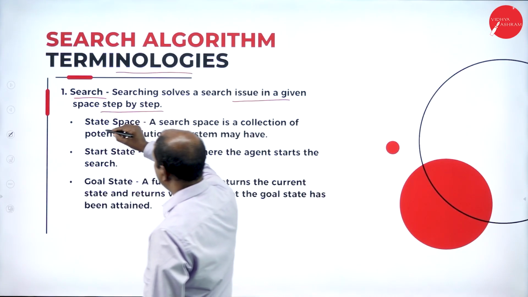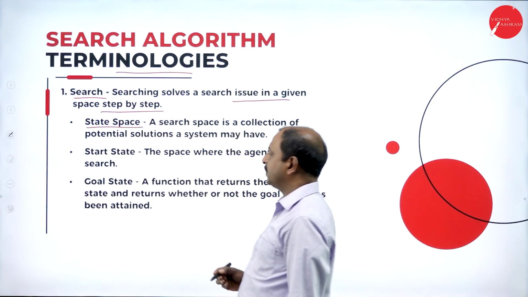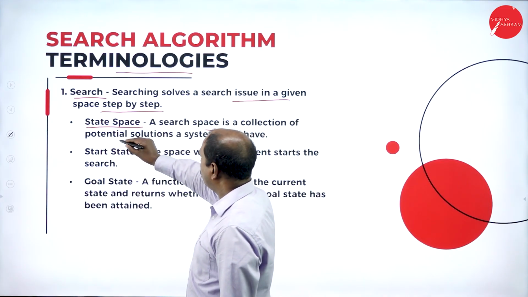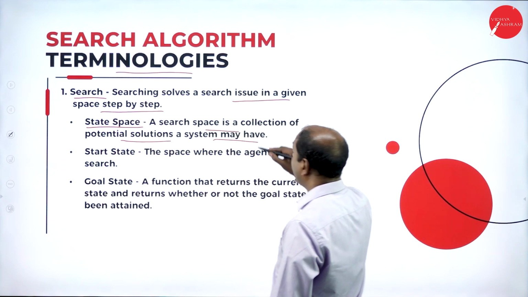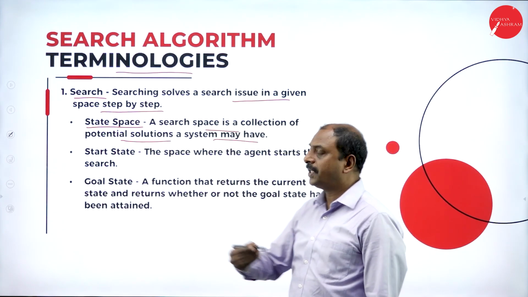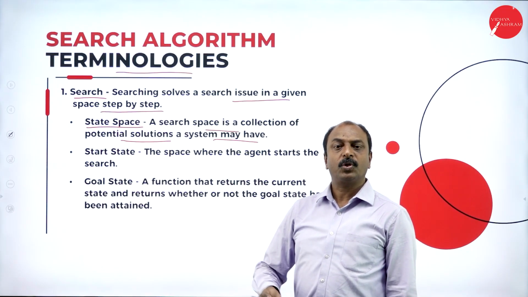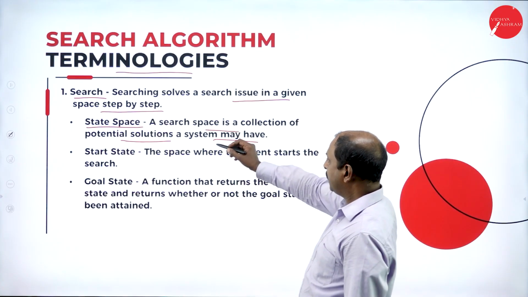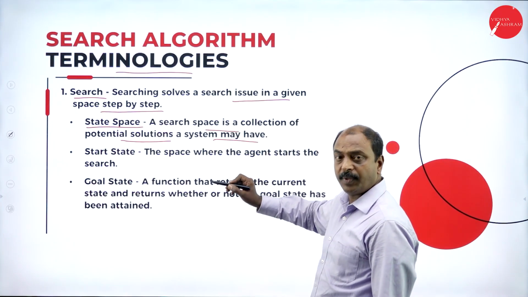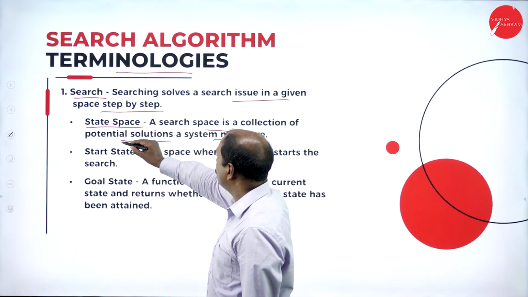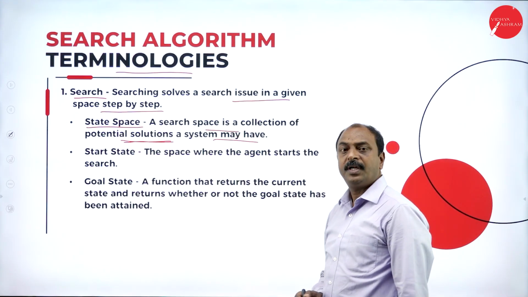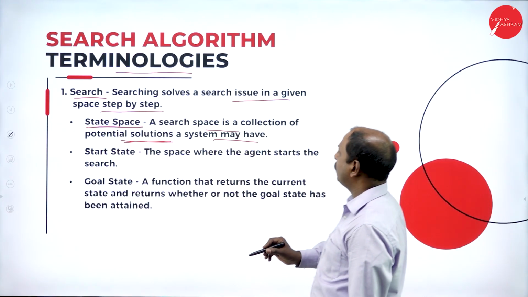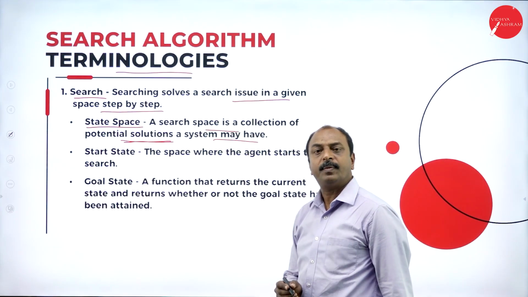Now, under that there are terms like state space. What is the state space? A search space is a collection of potential solutions a system may have. As all of you know, you might have studied in our previous session about different types of searching algorithms or agents. Here, it is possible to store a collection of potential solutions in a system in order to reach the goal. That is the definition of state space, meaning already existing solutions to a problem.